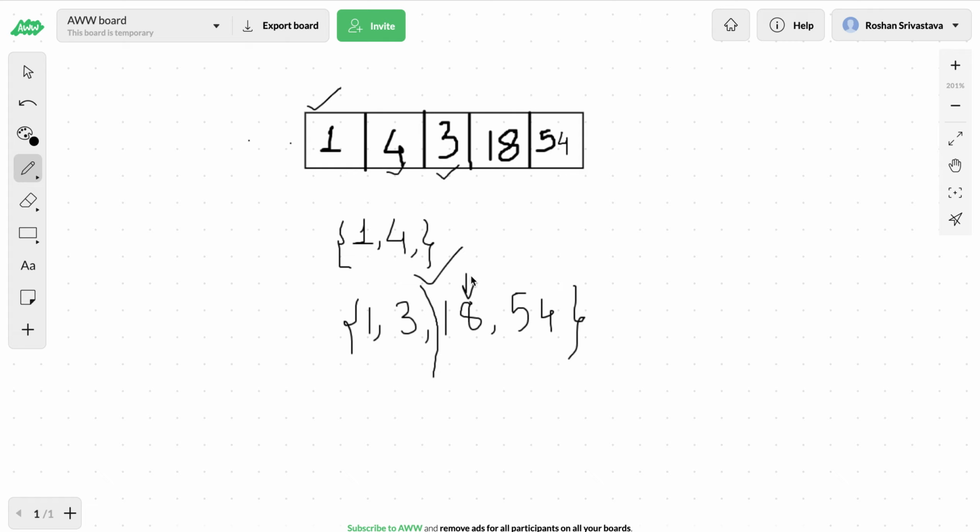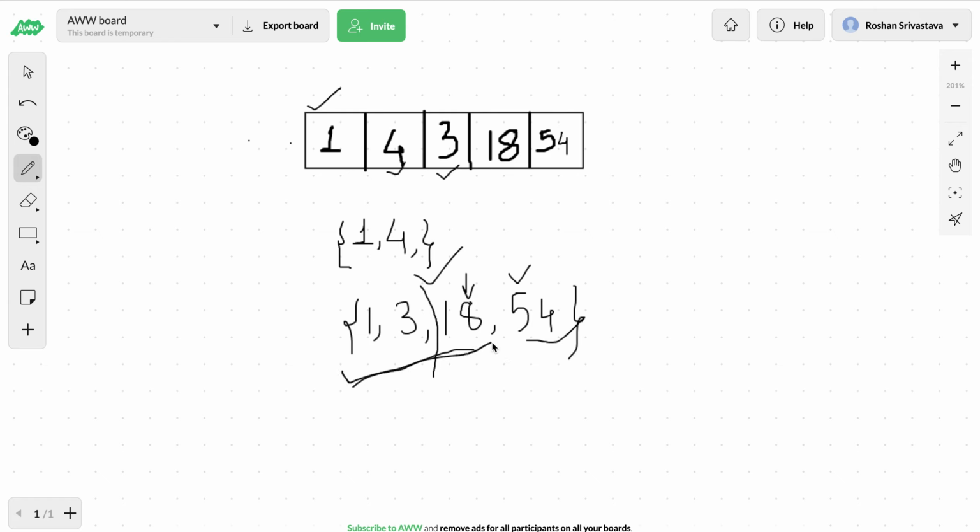So for 18, when we included 18 into our subset, when we had 1 and 3, we will have to check for all the elements before this. So for 18, 3 and 1, and similarly for 54, when we pick 54, we will have to check whether all the elements before this are dividing it or not, or at least one of them is dividing, or 54 is dividing one of them.